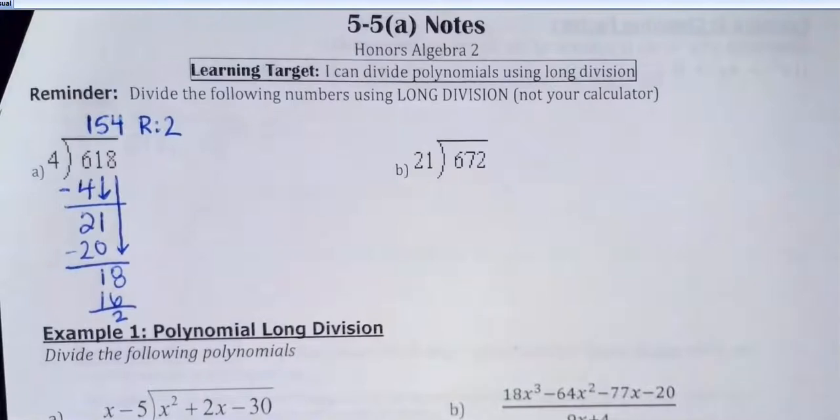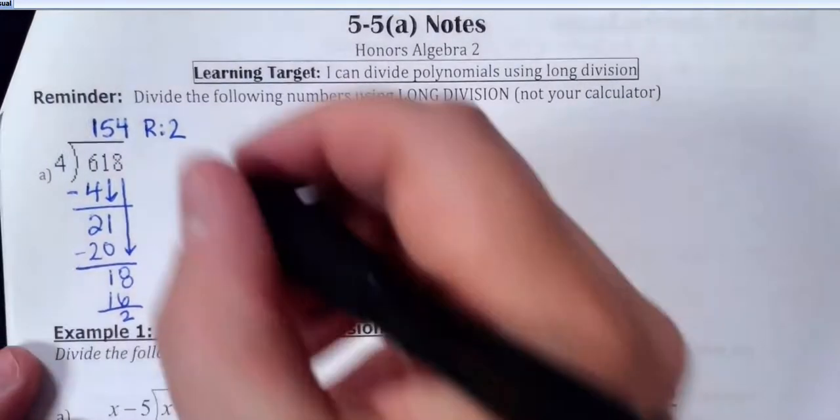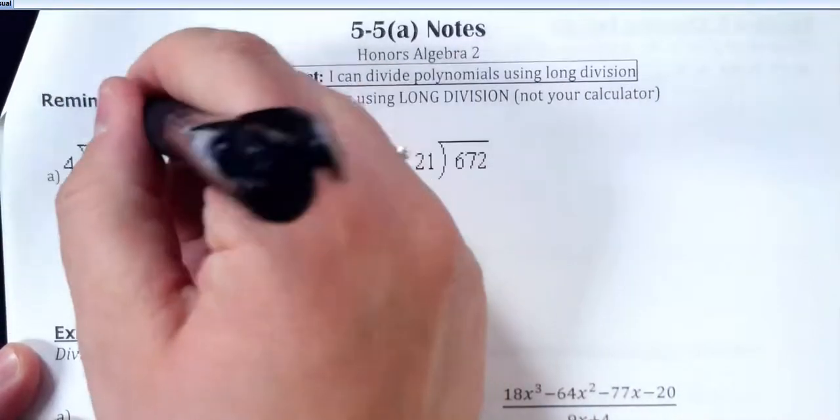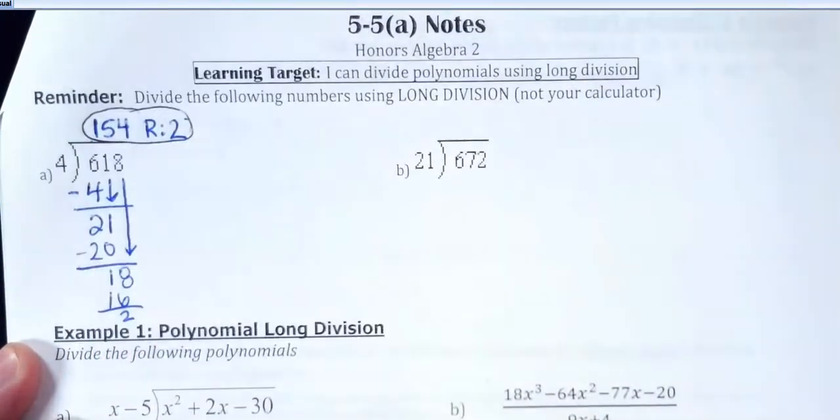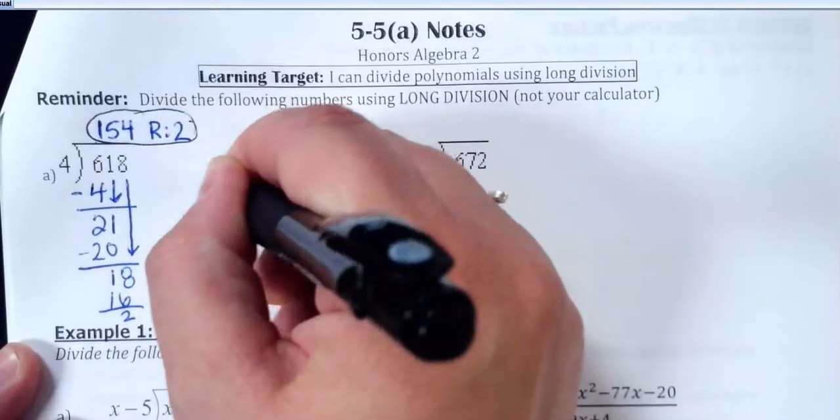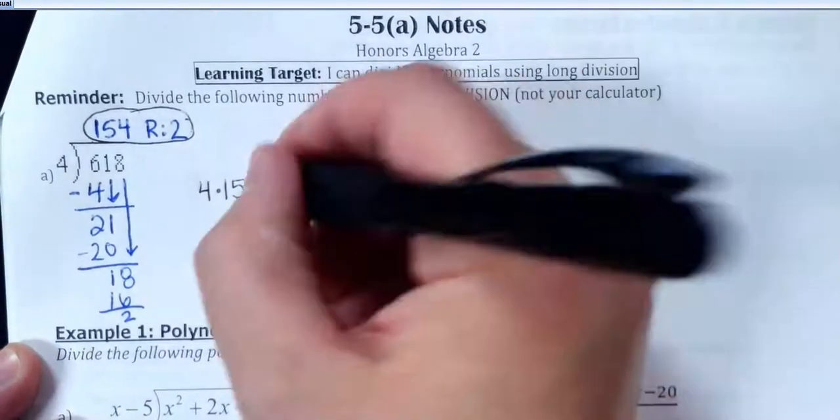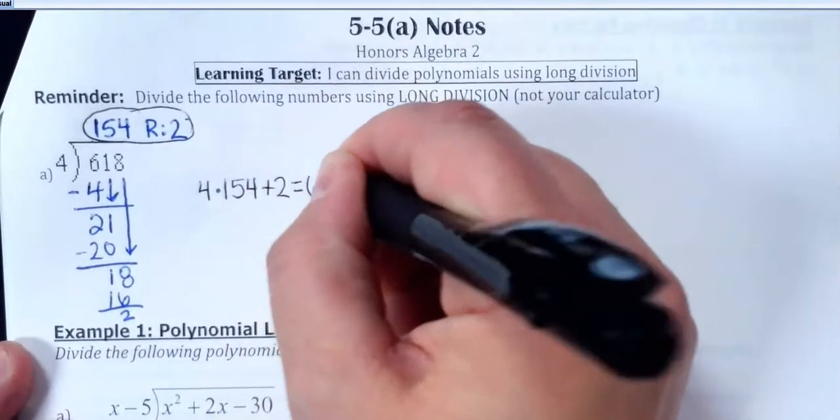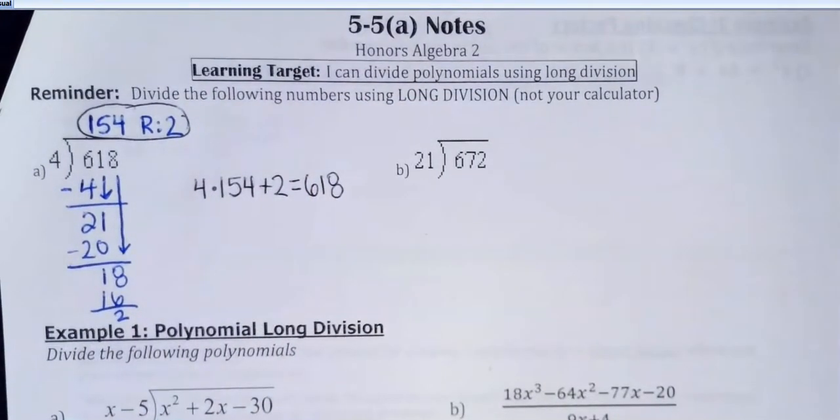Okay, now just to explain this really quickly, what that means, like this is my answer, right? Oh, my pen died. It's right there. That's my answer, right? Okay, what it means though is that if I take 4 times 154, I would do that, but I would have to add 2 to get that to be 618. That's what that means. So if I divide by a number, whatever my answer is, I'd have to multiply those two together, and if you have a remainder, you'd have to add the remainder.